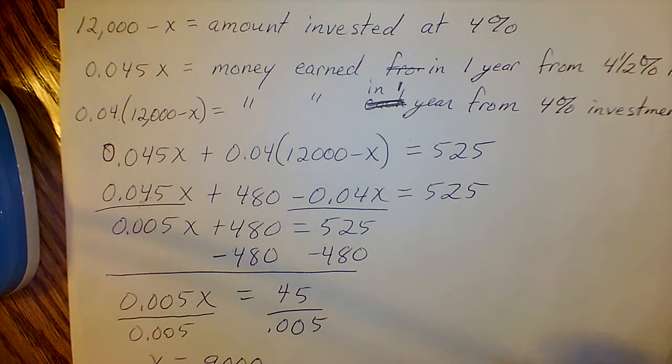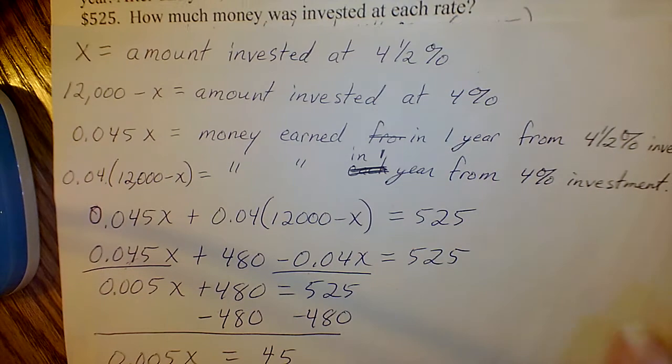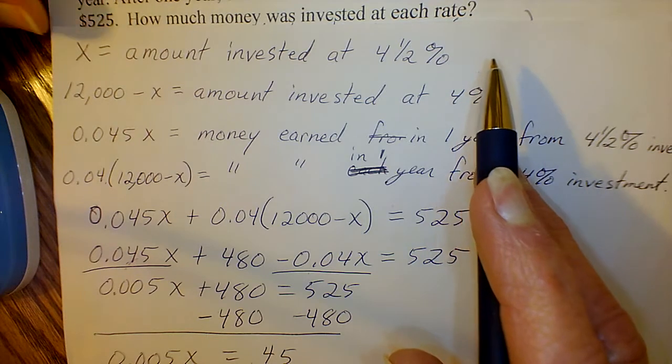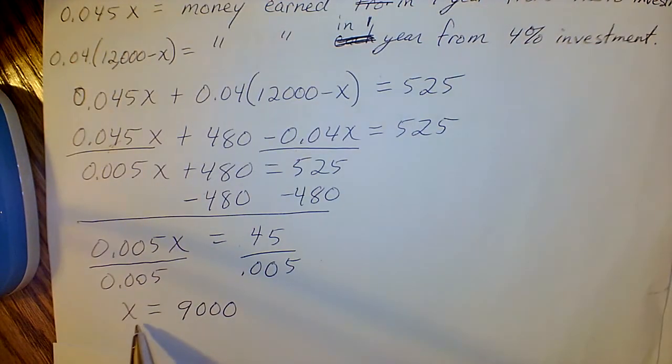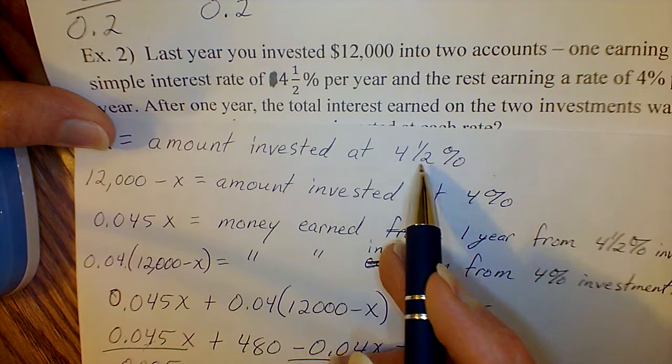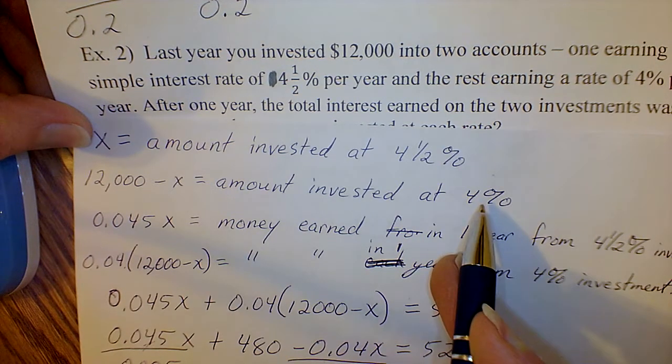So is that what we were after? Well, let's see. We wanted to know how much money was invested at each rate. And so let's move this down where you can see that last line. So far, we know that X is 9,000. So we know how much we invested. X was how much we invested at 4.5%. We also need to know this amount. How much did we invest at 4%?